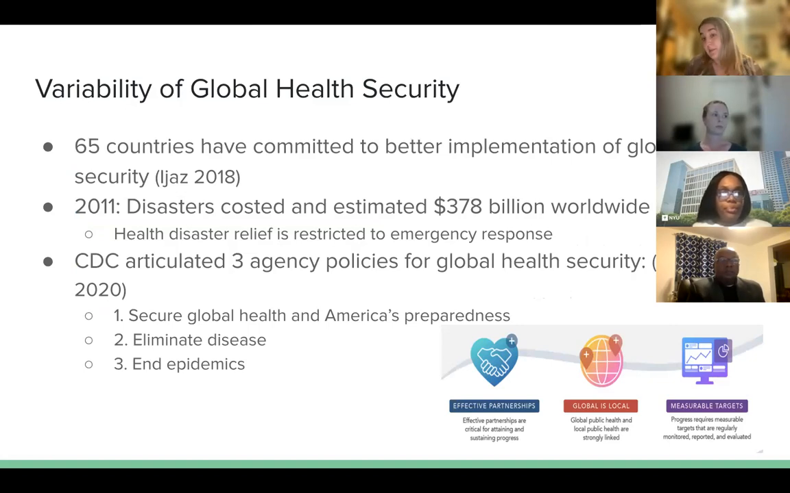A good example of this is in 2011, when disasters alone cost an estimated $370 billion worldwide. A good function of the disaster health relief has only been restricted to emergency response. So when you think about disaster health relief, it's kind of like tertiary prevention, in that actions are made in order to aid after the effect has happened instead of preventive measures overall.